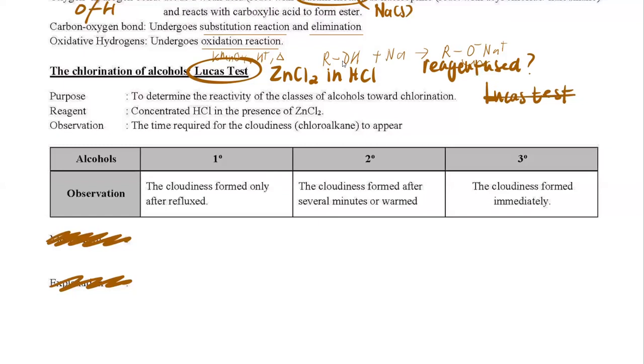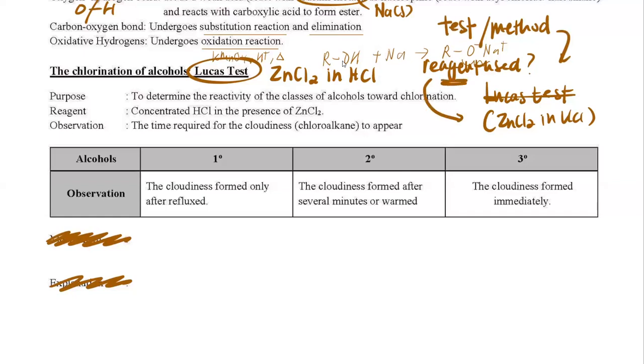不可以用 Lucas test. You have to write down what is contained in the Lucas test, which is zinc chloride in HCl 这样子。你要写它里面的 compound。Okay，如果他问你 suggest a test, suggest a method，这样的话你就可以用 Lucas test。如果是 suggest a reagent，reagent 是 specific 的，那么你就要用 zinc chloride in HCl。Okay, so to determine the reactivities of classes of alcohol toward chlorination.